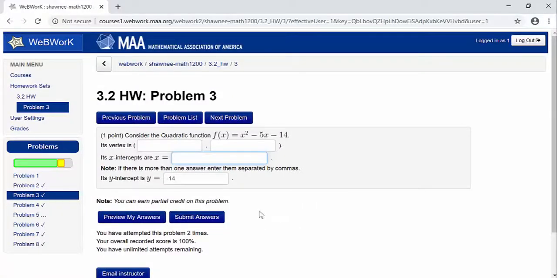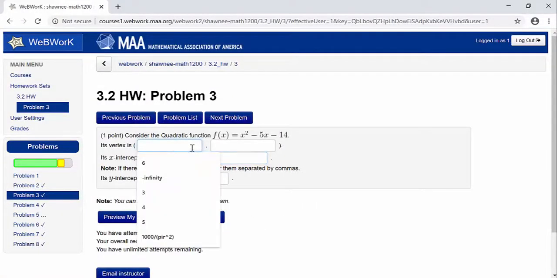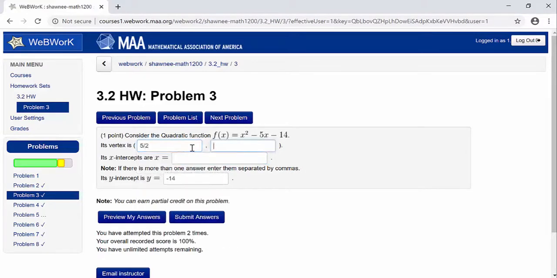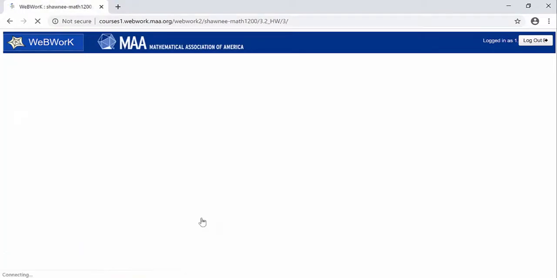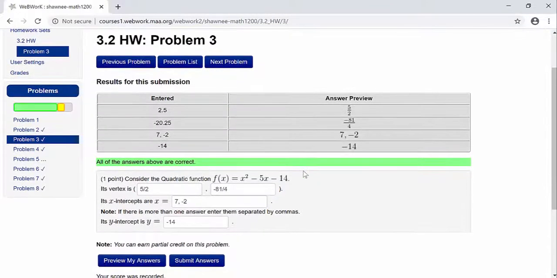When I go back to problem 3, I can enter my vertex as 5 halves, 5 over 2, and the y-coordinate is negative 81 over 4. And then the x-intercepts are at 7 and negative 2. And I can separate them with a comma. Now let's move on to problem number 4.